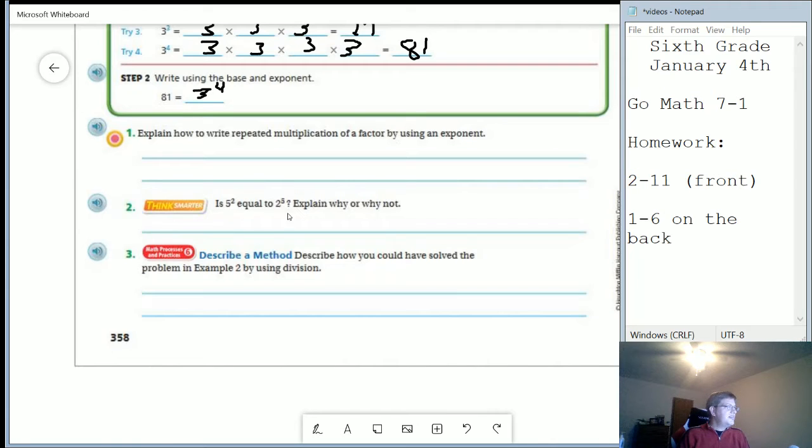All right, so let's look at number 2. Is 5 to the second power equal to 2 to the fifth power? So think about what the answer to 5 times 5 is, and then think about if you could multiply it by 2's to get to that number. Okay, so assuming that you did that, we are looking at 25 on this side.